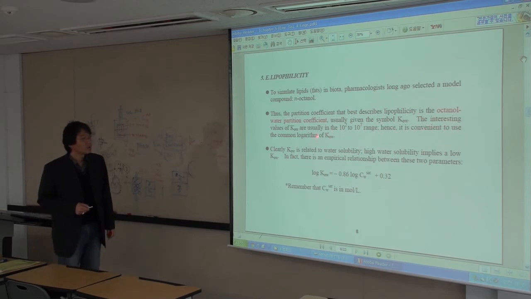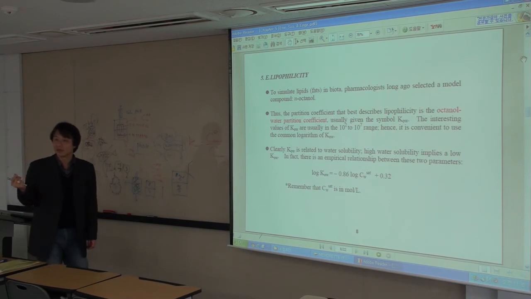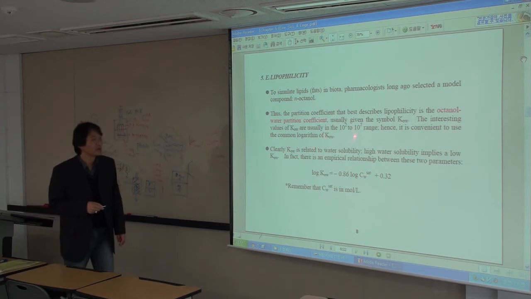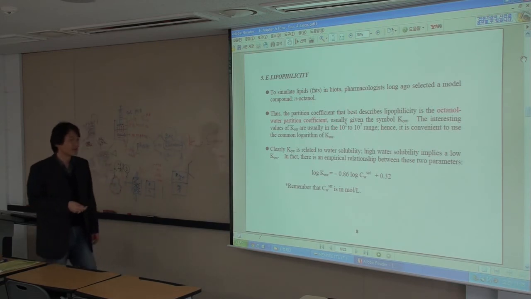So, most of the chemicals we have strong interest in are in the range of 10^2 to 10^7, which is highly nonpolar. Most of the chemicals we are talking about on the organic chemistry side are very nonpolar. It is convenient to use the common logarithm of KOW, because if you just take log 10, you can have just 2 to 7 like this.